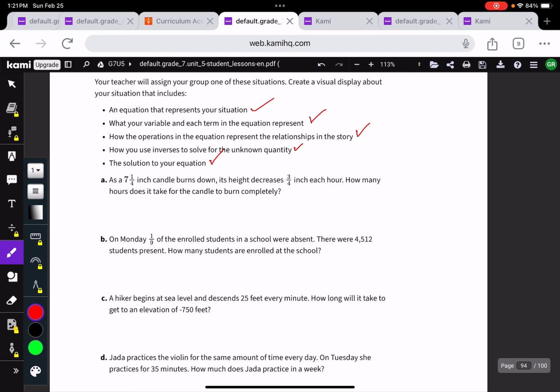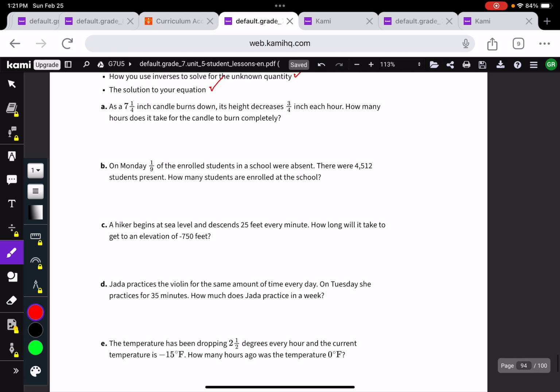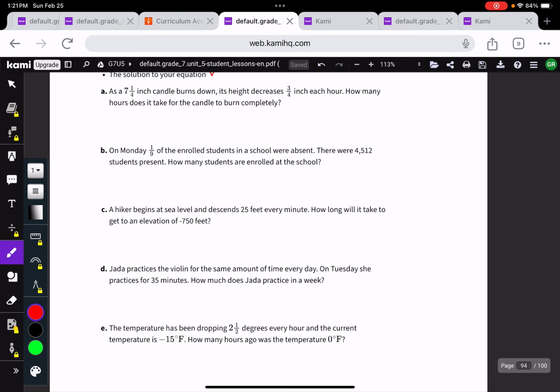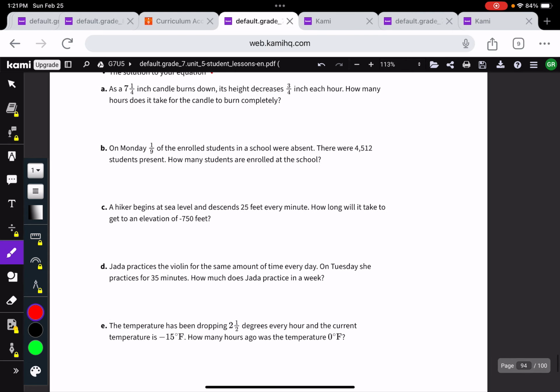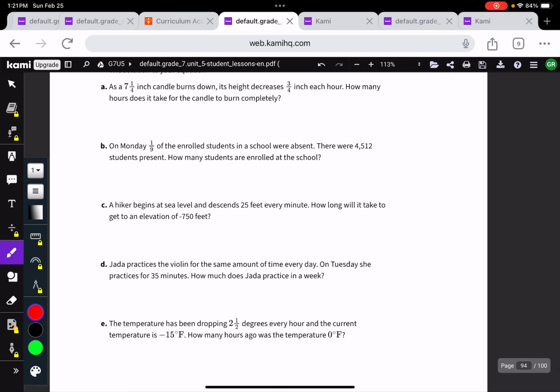So I don't know if we'll have time for all of this, but we'll see what we can do. It says, as a 7 1/4 inch candle burns down, its height decreases 3/4 of an inch each hour. How many hours does it take for the candle to burn completely? So step 1 is to write an equation. So hopefully we're seeing something, and your equation could look something like this. Well, I've got a candle that is burning 3/4 of an inch per hour.